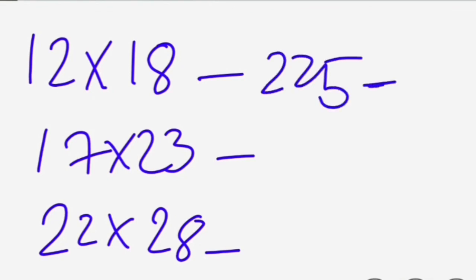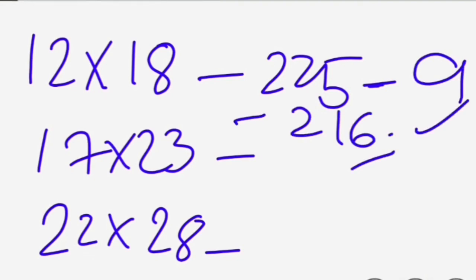In between 12 and 18, we have a difference of 6. So half of that is 3. So 3 square would be 9. So 225 minus 9 would be 216. So this is the answer. So I'm doing directly now.